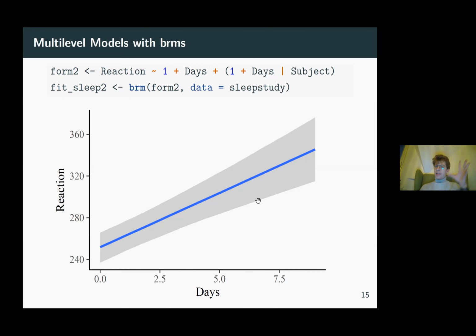So we have accurately accounted for the data structure, and thus our uncertainty estimates, which are represented here as 95% credible intervals in the gray lines, are more uncertain because we accurately took the uncertainty structure of the data into account.